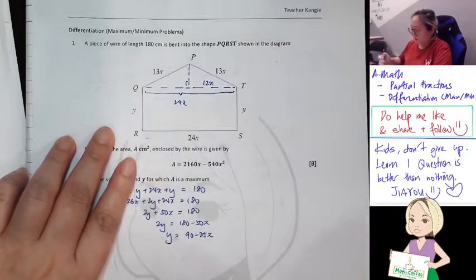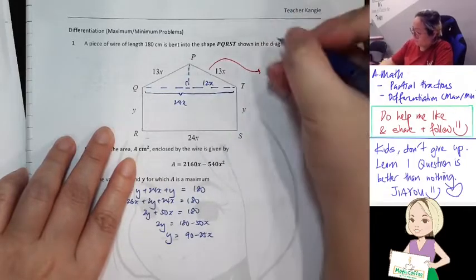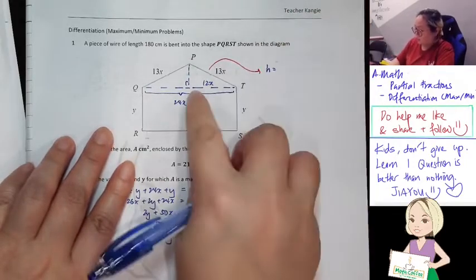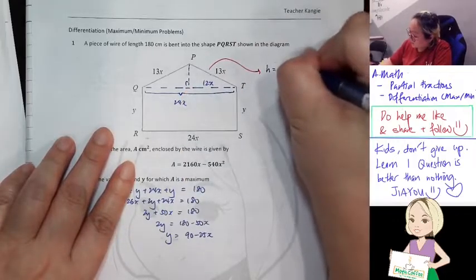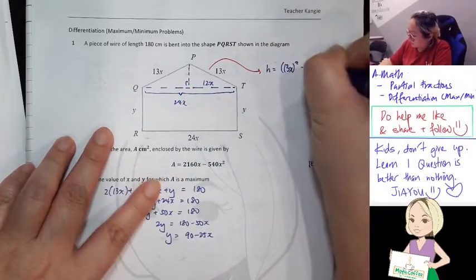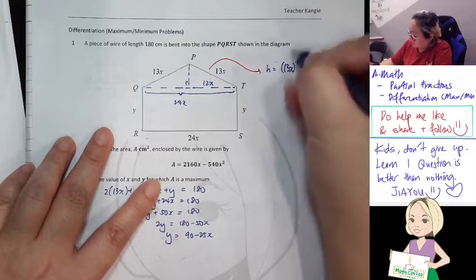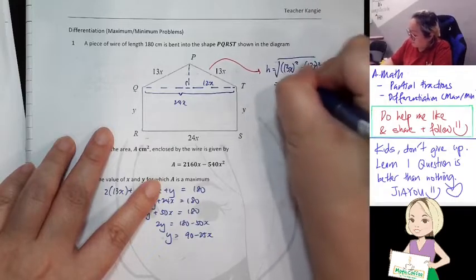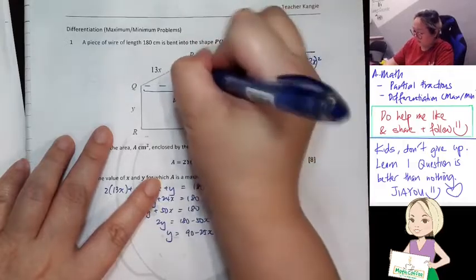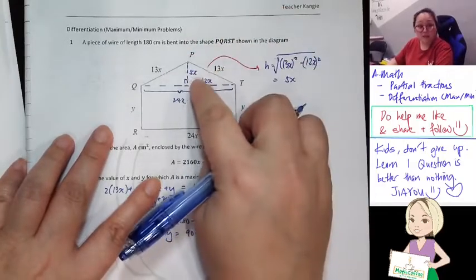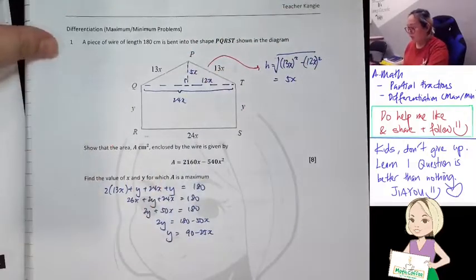And by Pythagoras Theorem, I'm going to do it this side. We know that the height will be equals to the square root of 13x squared minus 12x squared. You will get 5x. So our height is 5x. Understand? The height is 5x. So now we will find the area.